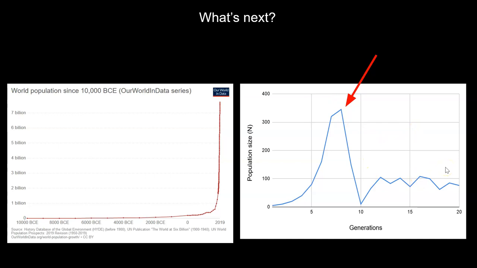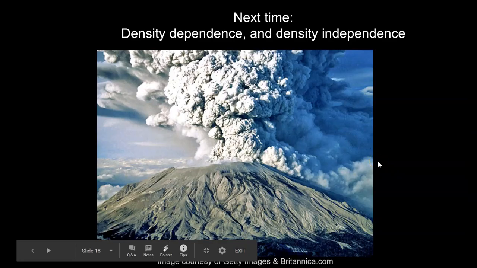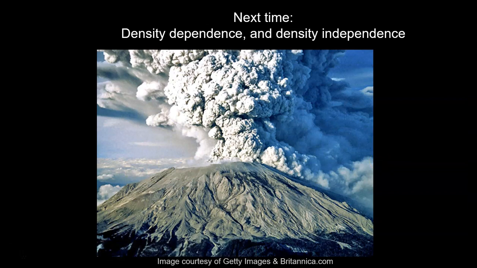So next time, the next lecture, we're going to talk about density dependence and density independence, and maybe we'll get another few topics in there.